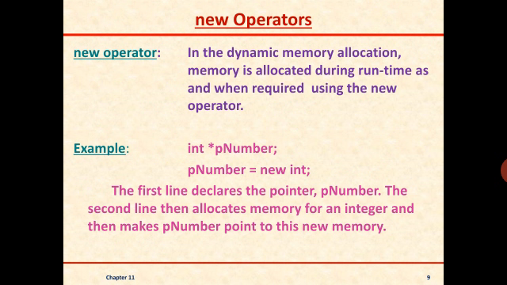Let me give you an example. int *pnumber; I have declared one pointer variable, pnumber. Then see here, pnumber = new int. What has happened? The first line declares the pointer variable. The second line allocates the memory for the integer and makes pnumber point to this memory location. In this way, the new operator is used to allocate memory to the pointer in a dynamic way.